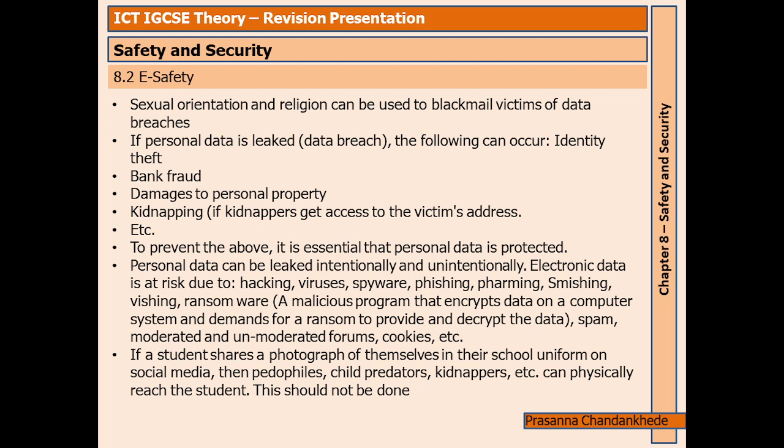Now, to prevent the above, it is essential that personal data is protected. Personal data can be leaked intentionally and unintentionally. Electronic data is at risk due to hacking, viruses, spyware, phishing, pharming, smishing, vishing, and ransomware. Ransomware is basically a malicious program that encrypts data on a computer system and demands a ransom to decrypt the data. There are also spam, moderated and unmoderated forums, cookies, etc.